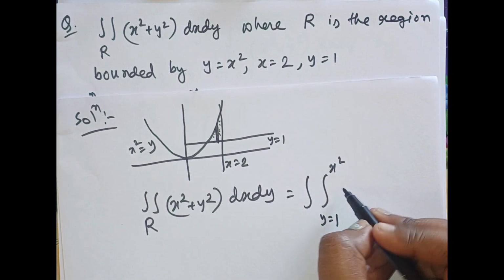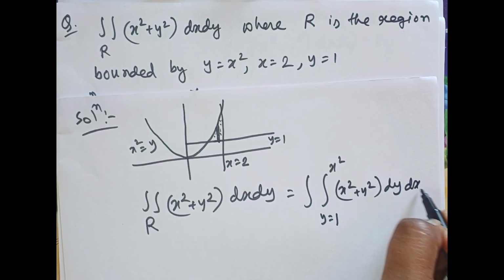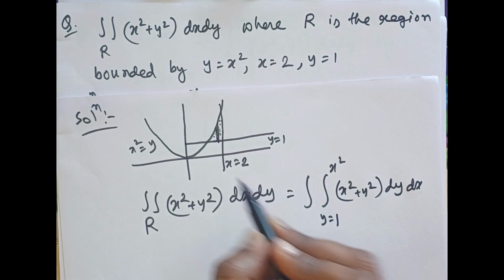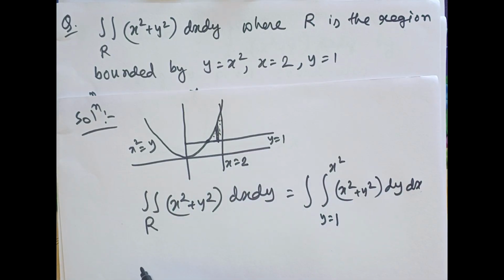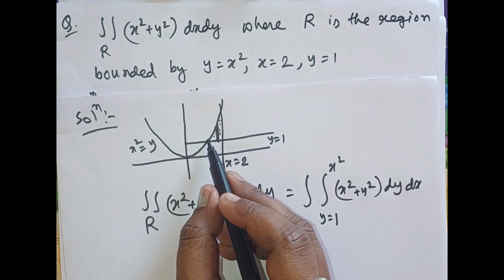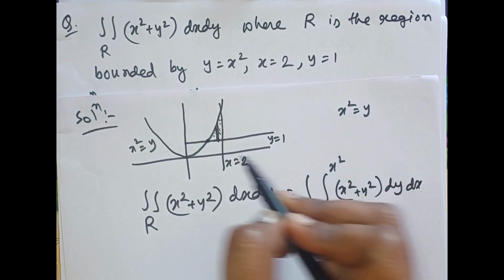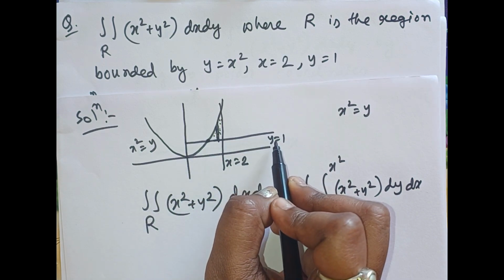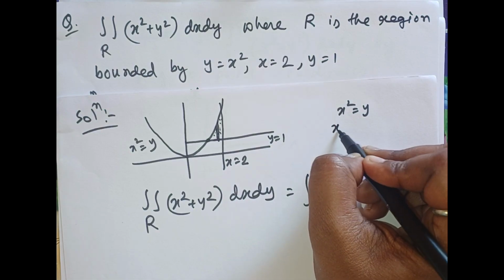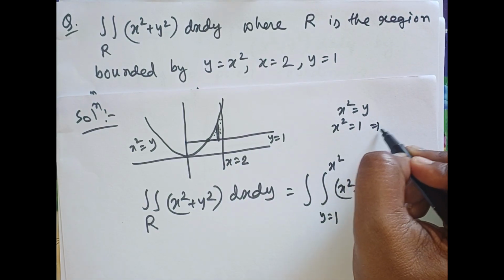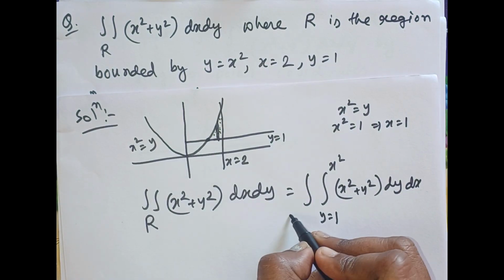So in this case y equal to 1 is the lower curve which is touched by the strip, and y equal to x square is the upper curve which is touched by the strip. And then for x, this is one end and another end is the line x equal to 2. So for this case we have to find the value of x, since in this curve y equal to 1 and x square equal to y intersect at this end. So x square equal to 1, and if we put y equal to 1 then x equal to 1, because this is in the first quadrant.